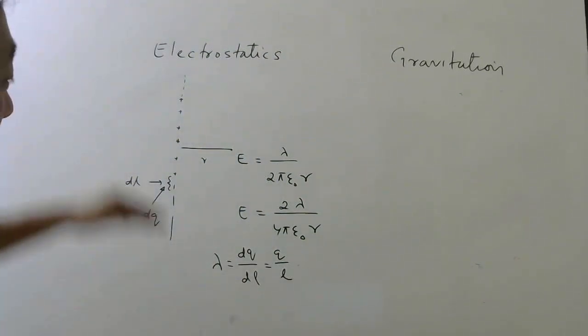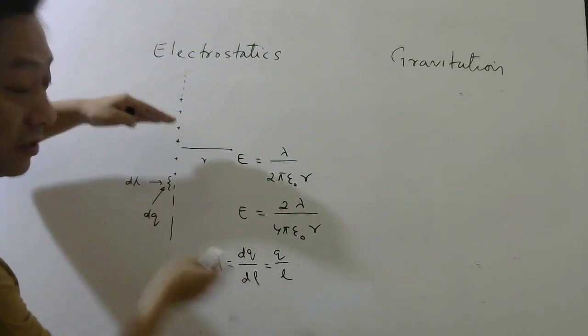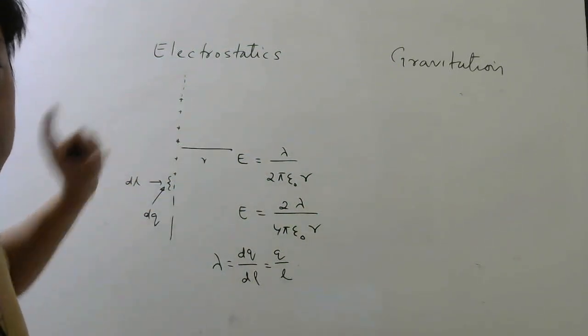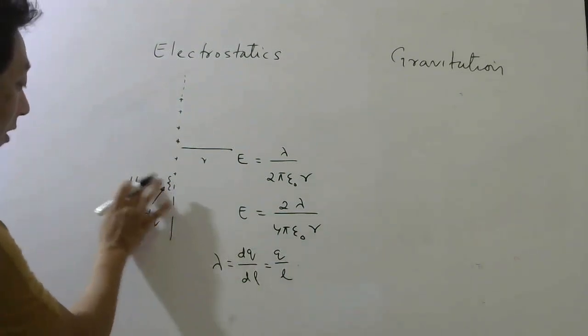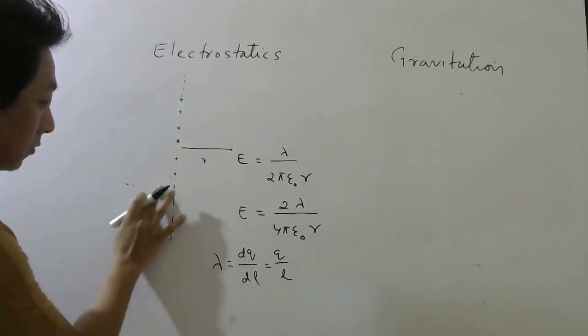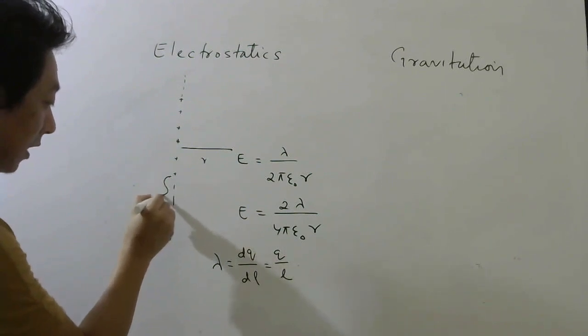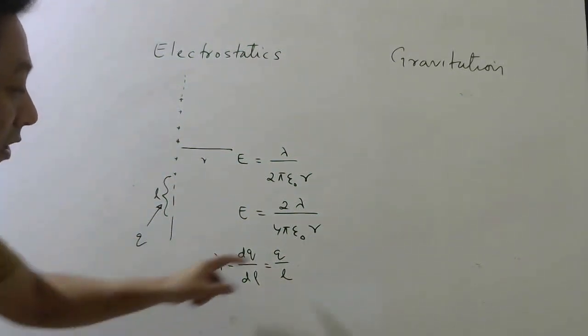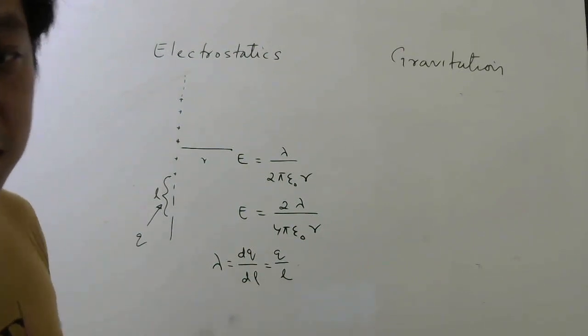Q by L, where Q is the charge of some length, L is the length of that part of the charged wire. Okay. What I'm saying is, to find this lambda, you can take some length, find the charge on that length, then divide the charge by the length. That is called linear charge density.